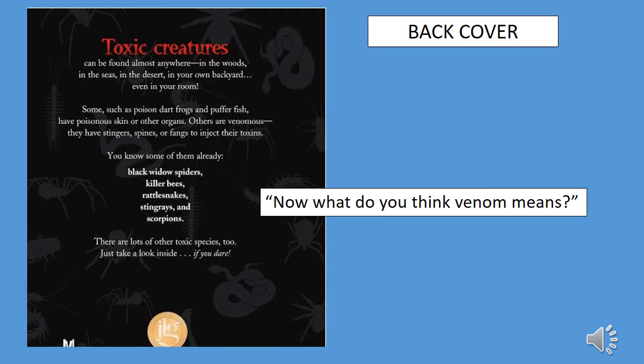After reading that, now what do you think venom means? If you're thinking that it's an animal, like a snake, that could bite you and inject poison into you, that means it is venomous. And that is correct. So that's what venom means.